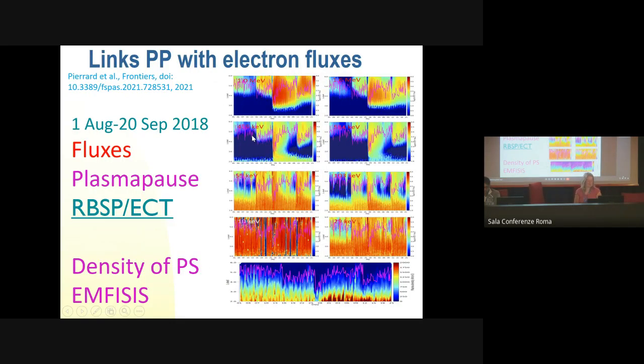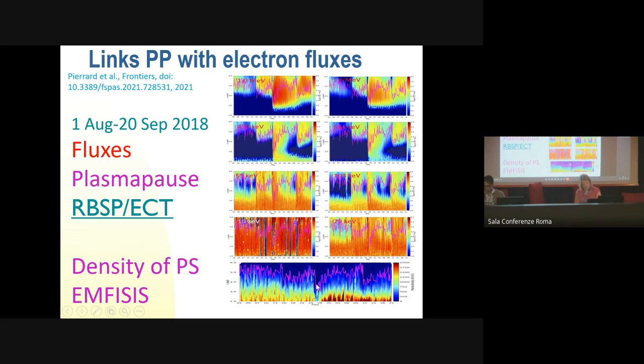But what is even more interesting is the comparison between the density in the plasmasphere and the fluxes in the radiation belt. Here at the bottom, you have the density of the plasmasphere, during typically 1 month or 2 months, measured by EMFISIS on the Van Allen Probes. And the pink line corresponds to the plasmapause.